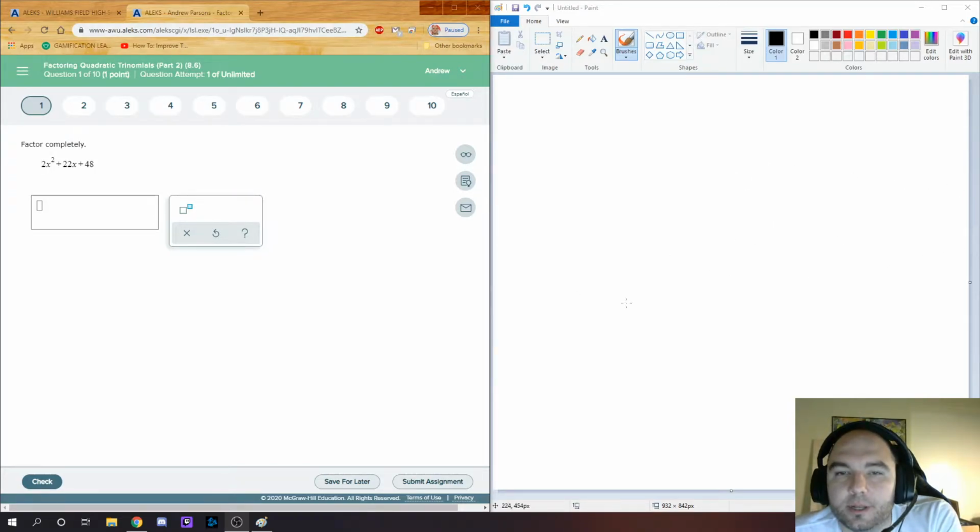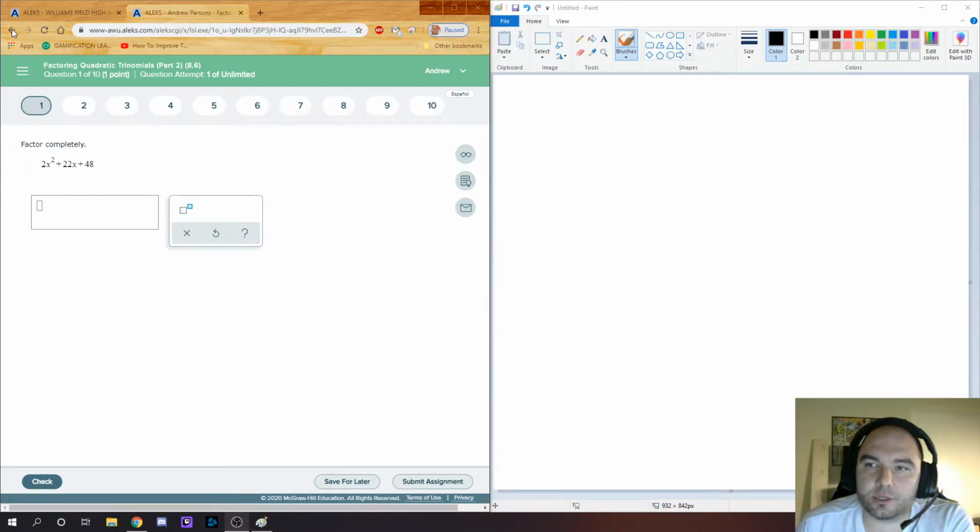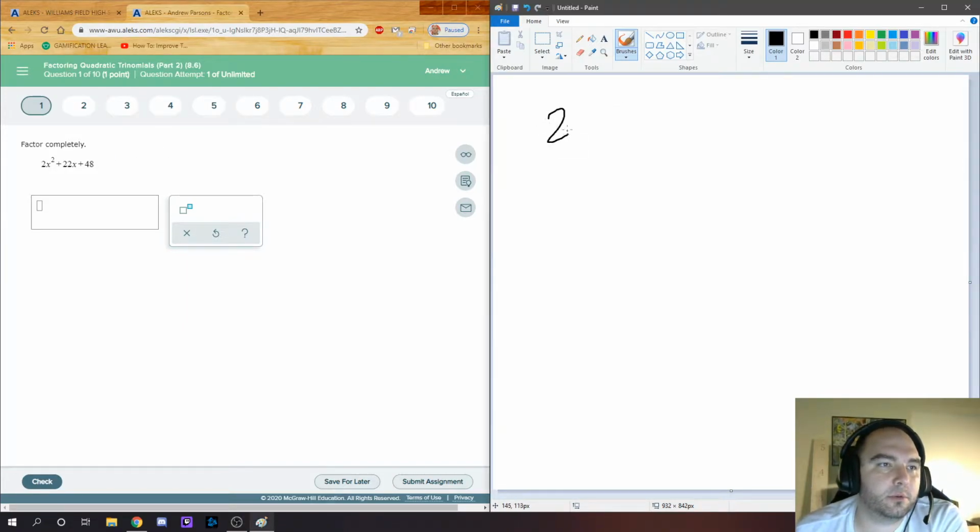We're going to be doing a little bit of that here, except the problems will have numbers in front of the first term here, which does make a difference. We're going to see a couple kinds of problems. So the first kind looks like this one right here, number one. It says 2x squared, 22x plus 48. So let me write that guy down. So 2x squared, 22x, 48.